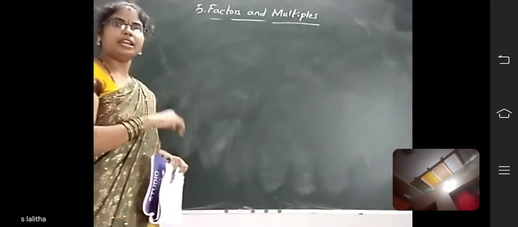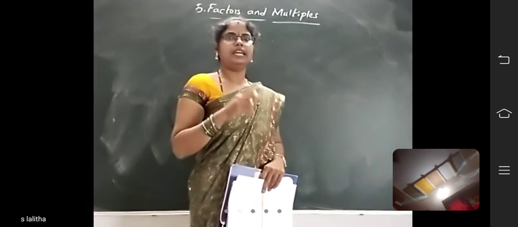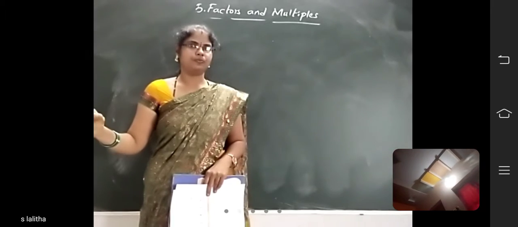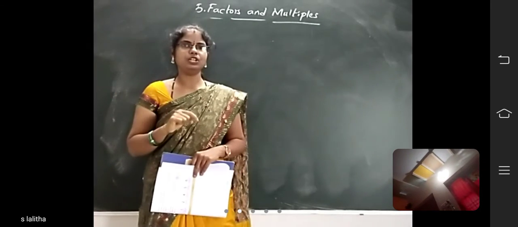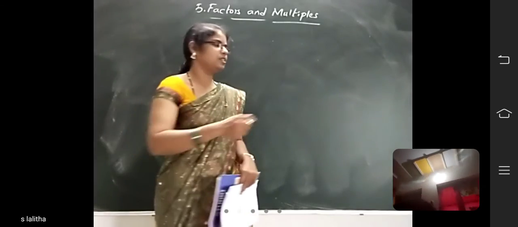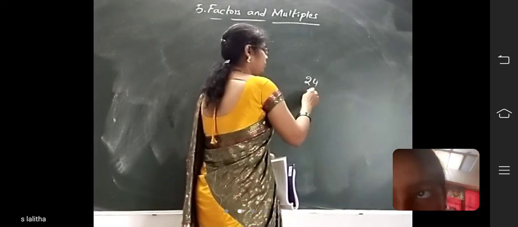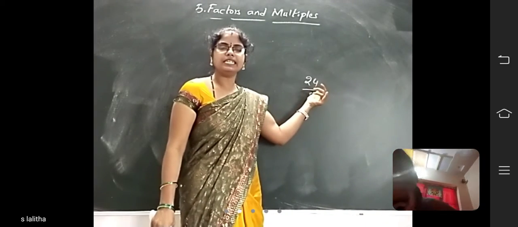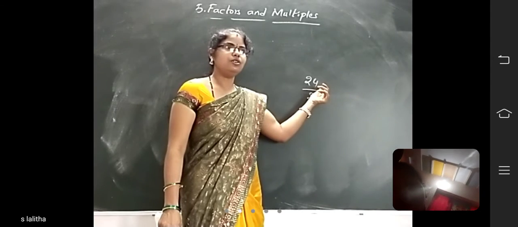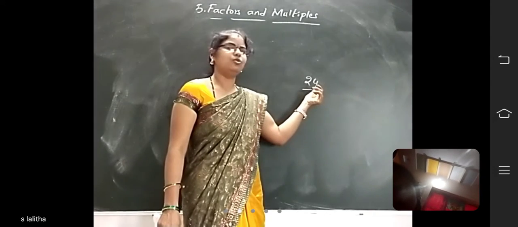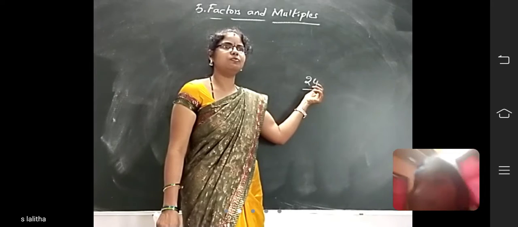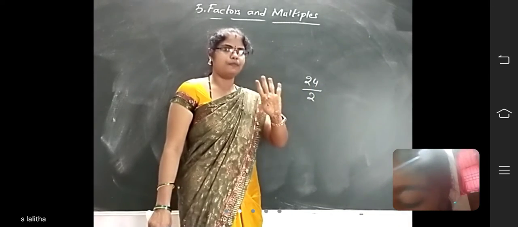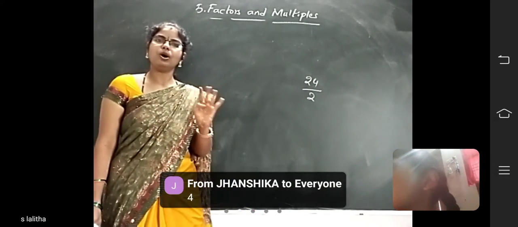Rita and Ram. How many members are there? 2 members. So 24 divided by 2. If 24 is divisible by 2 or not, how can you check? See here, 24 divided by 2. In that 24, what is the units place? Units place is 4. In the 24, what is the ones place here? 4. So is 4 an even number or odd number?